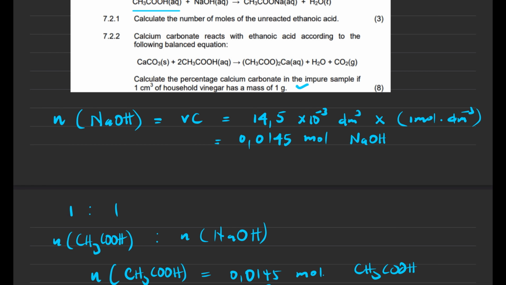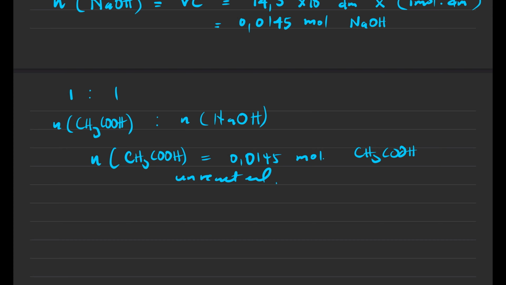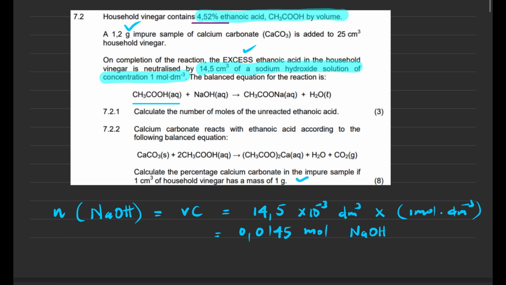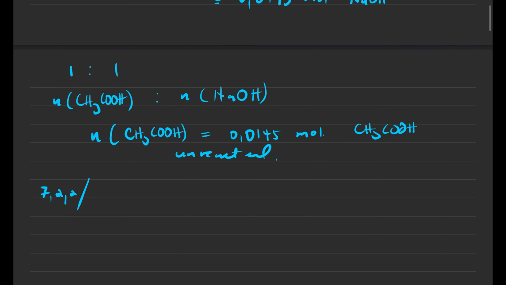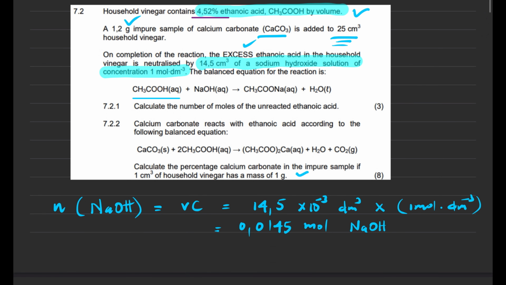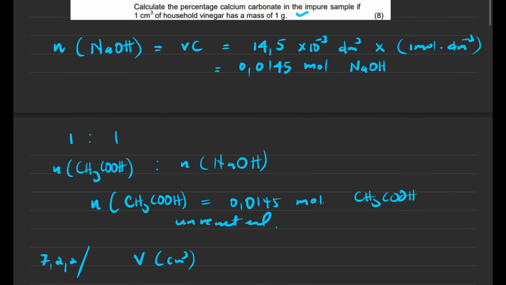This is very important. Number one, when we are looking at 7.2.2, we gotta understand the first part. It says 4.52% of ethanoic acid by volume. That is what the household vinegar contains. So now, this calcium carbonate was added to 25 cubic centimeters. But now we should consider this fraction over there. So basically the volume of what? In cubic centimeter of the household vinegar there, that volume is going to be what?